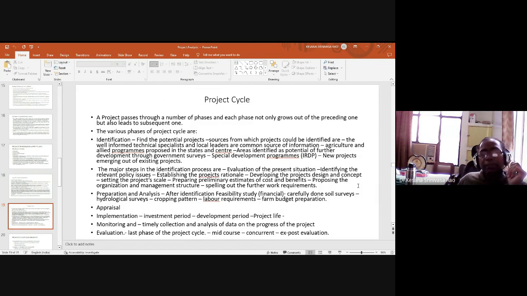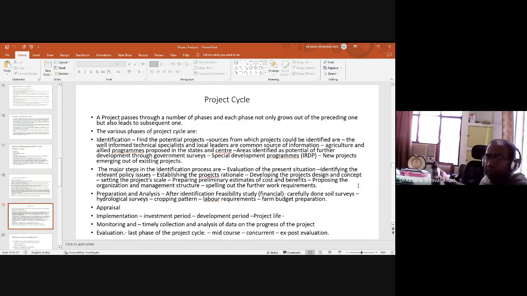The major steps in the identification process are evaluation of the present situation, identifying the relevant policy issues, establishing the project's rationale, developing the project's design and concept, setting the project's scale, preparing preliminary estimates of cost and benefits, proposing the organization and management structure, spelling out the further work requirements. These are all very, very important for the identification of the project and the various issues in the project, and we have to remember and follow them up.